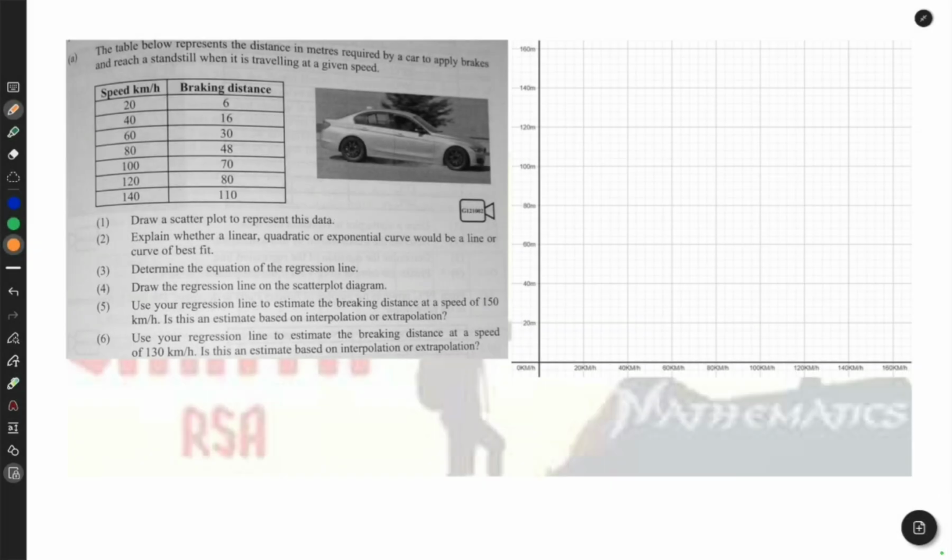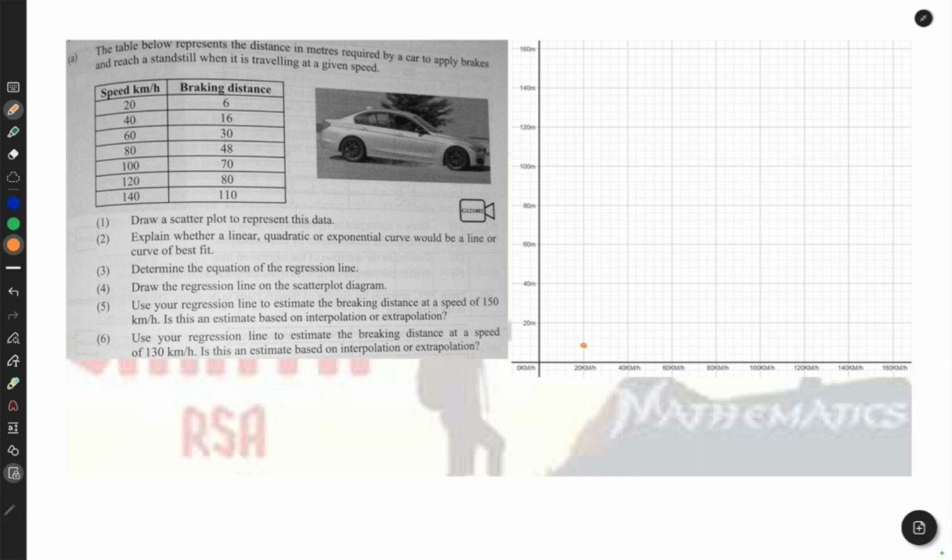Question 2. So the table below represents the distance in meters required by a car to apply the brakes and reach a standstill when it is traveling at a given speed. So in this case, my x values are all speeds in kilometers per hour, and the y-axis is braking distance in meters. Now, if they ask me to draw the scatter plot, I just need to go and make those 7 dots. So let me just do the first 2, and then I'll just complete the picture. So it says, when I go 20 to the right, I must go 6 up. So I'm going to make a dot there somewhere.